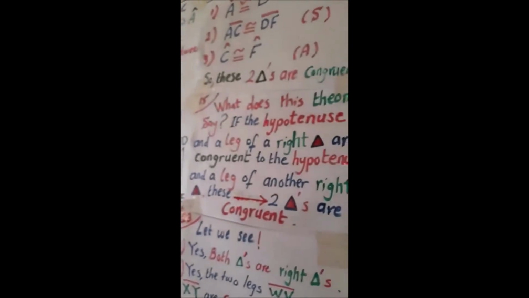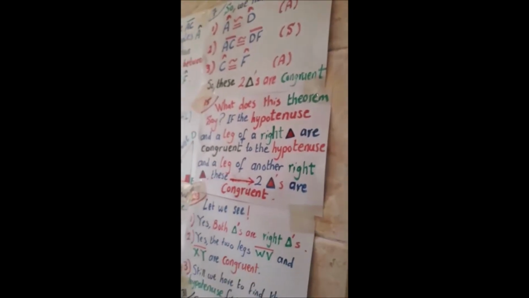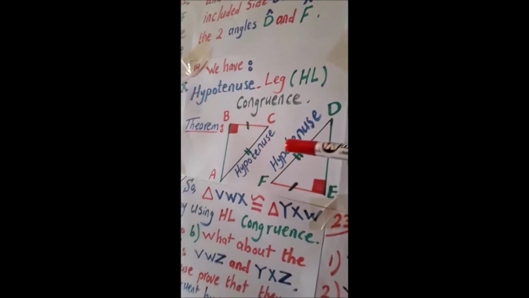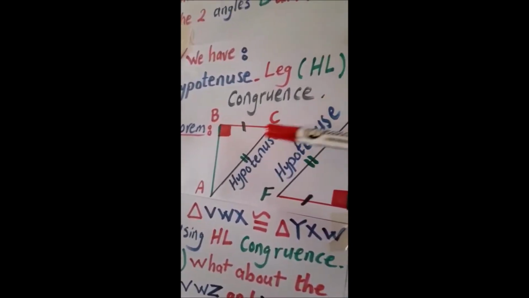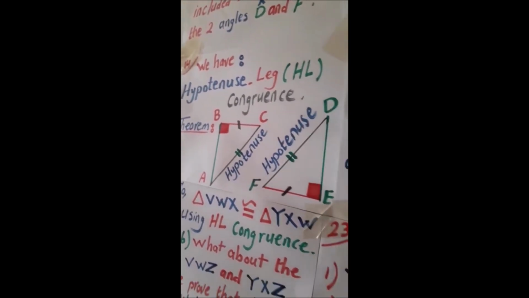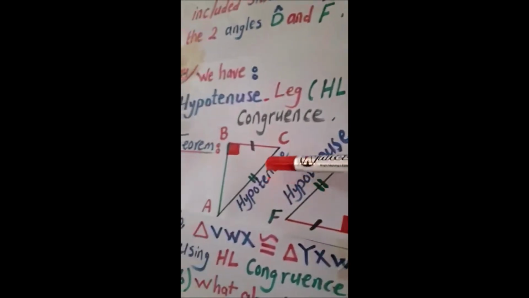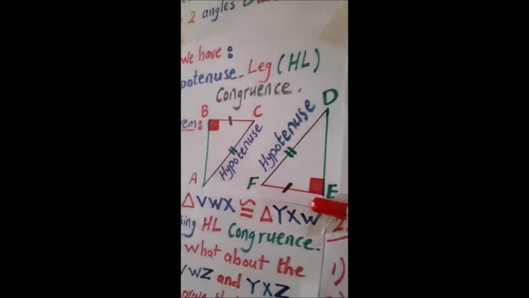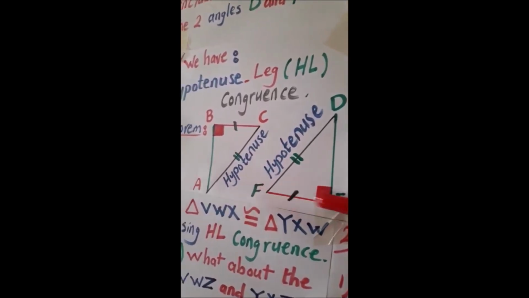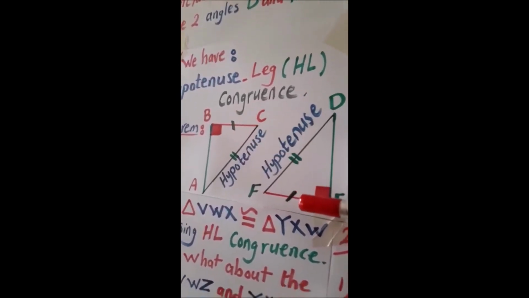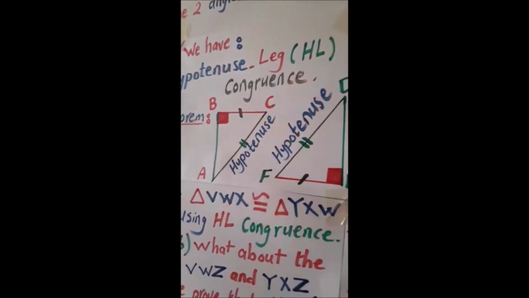So what does this theorem say? It says that if the hypotenuse and a leg, by the way, also we have to know the base is always the leg where you can put the triangle. When you want to put this triangle, you will put it on the side BC. And if you want to put this triangle, you will put it on the side FE. So the legs are BC and FE. So here we have the three things.